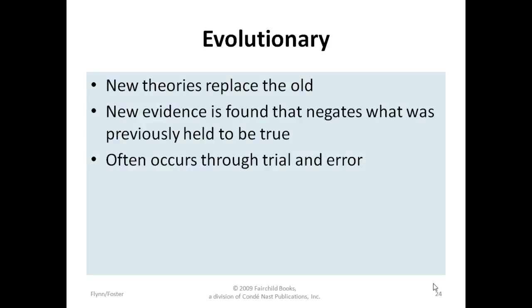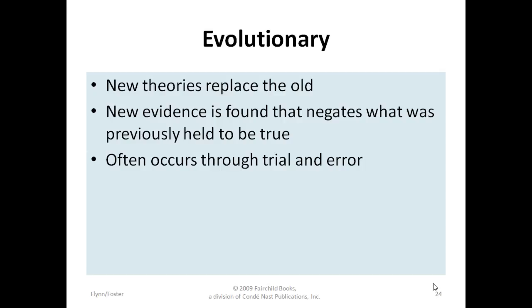An evolutionary theory is when new theories replace old theories or new evidence proves old evidence wrong. An example of this within the fashion industry is triphosphate used to be used to make fabric flame retardant until it was found to be a carcinogen, which is a substance that can cause cancer, and it was banned in 1973. And now new chemicals are used.